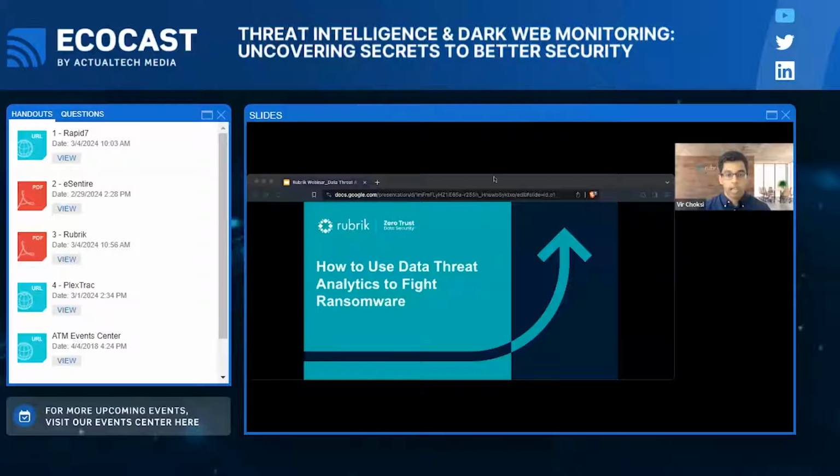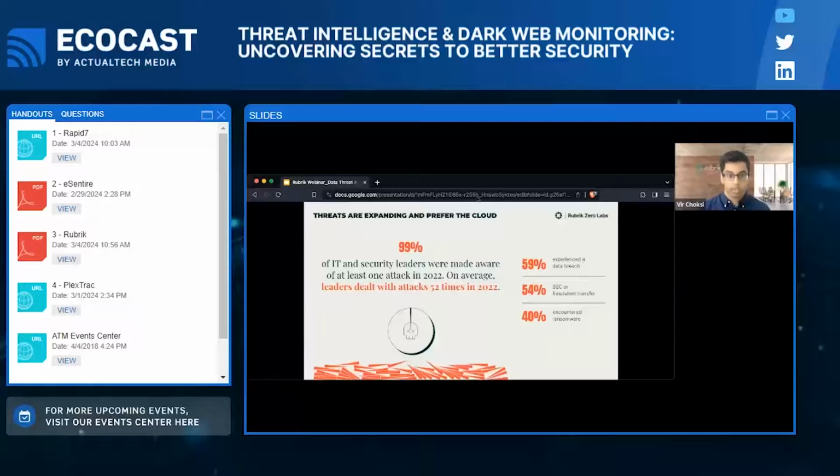Now, before getting into my main content, I want to set the stage with some research from Rubrik Zero Labs, which is our threat research unit.